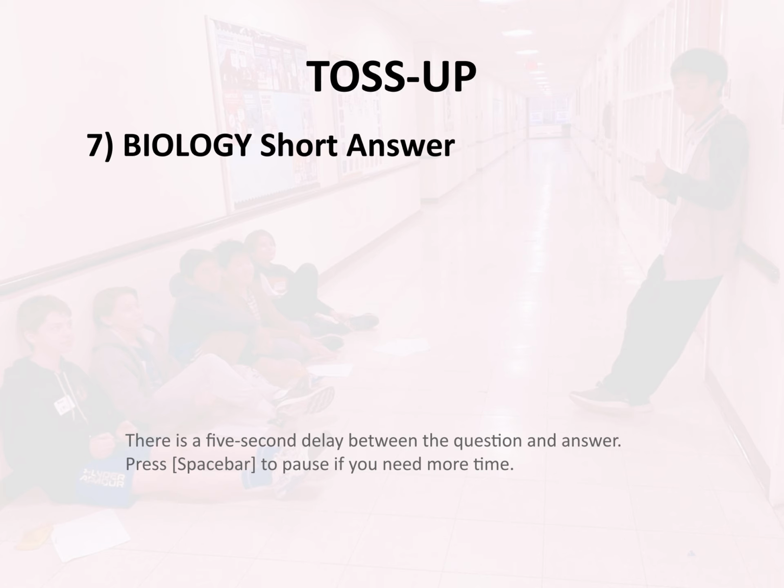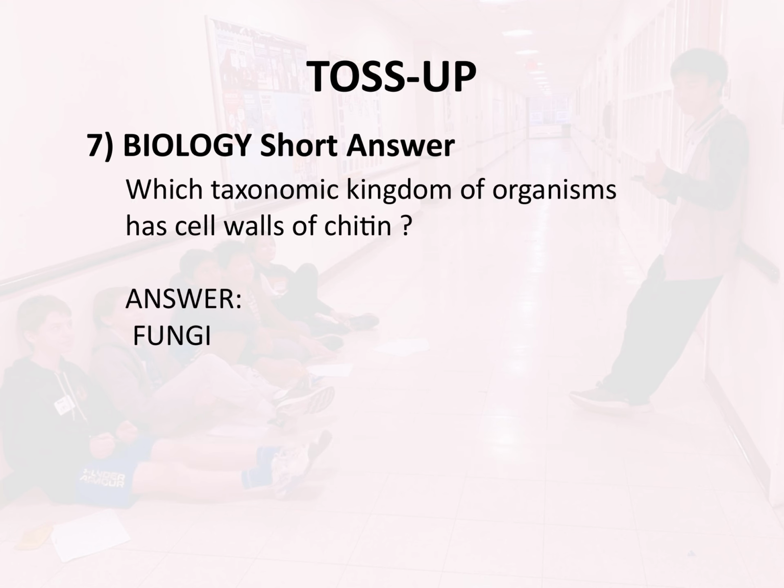Toss-up 7. Biology. Short answer. Which taxonomic kingdom of organisms has cell walls of chitin? Answer. Fungi.